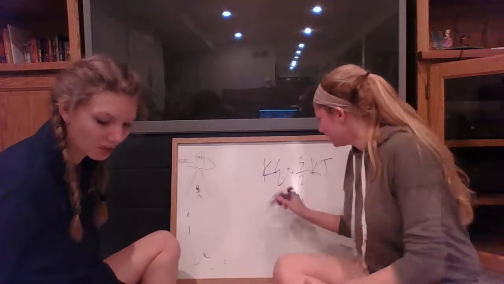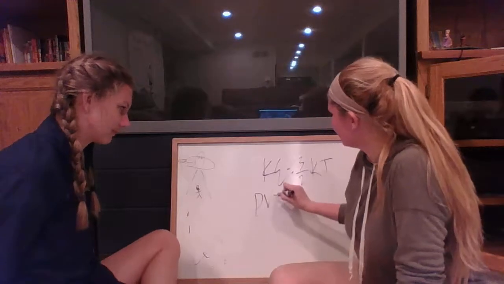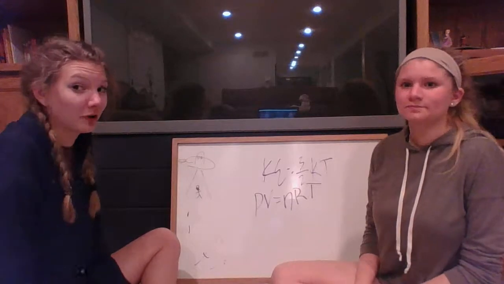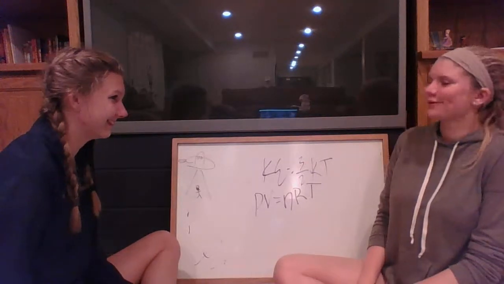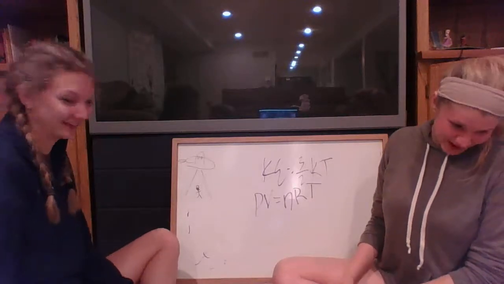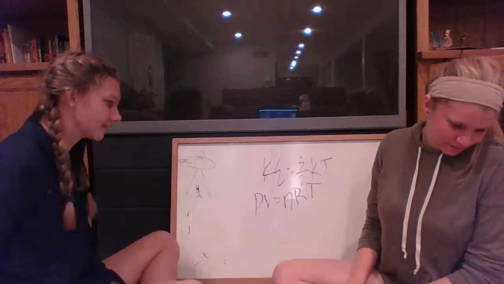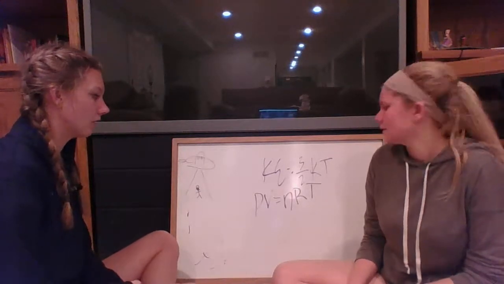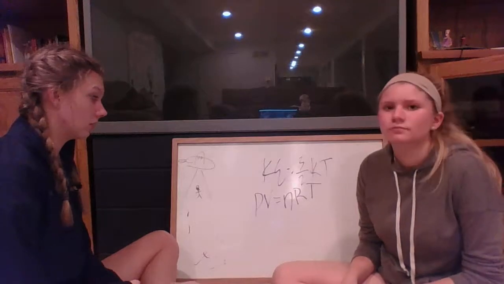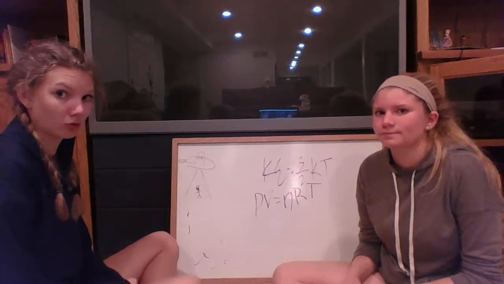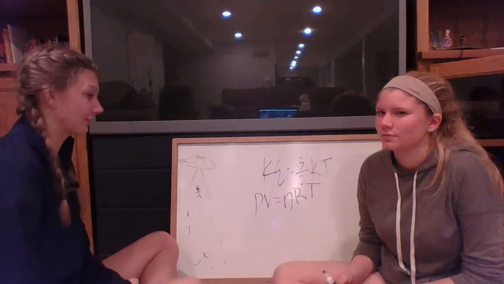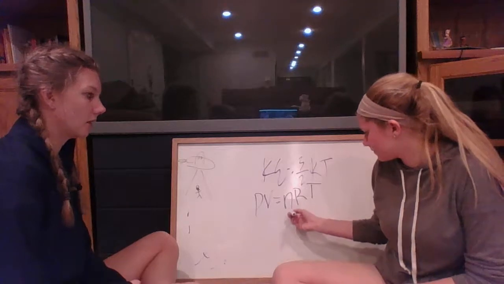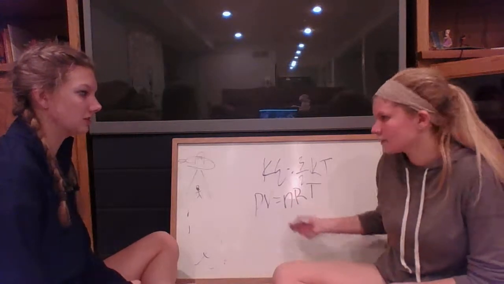Also, PERV NERD: PV equals nRT. A good way to remember it is the mnemonic "perv nerd." P equals pressure, V equals volume, n equals number of moles. Big N is number of molecules, little n is number of moles. R is a constant, and T is temperature again.